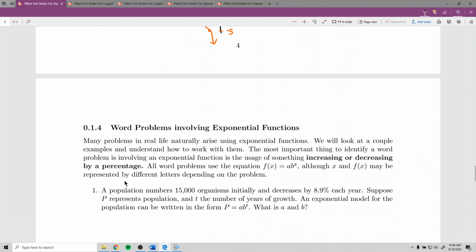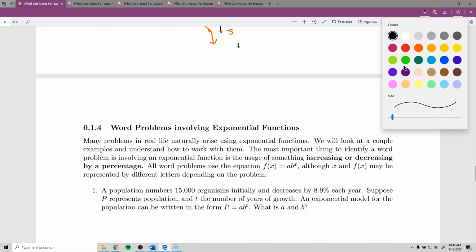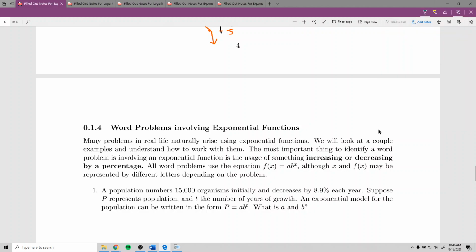Now, the last little bit in this section is word problems involving exponential functions. What I find is that these are not nearly as involved as other word problems, but you do have to make sure you know how to come up with the equation. So one thing, how do you tell when you should use an exponential function for a word problem?